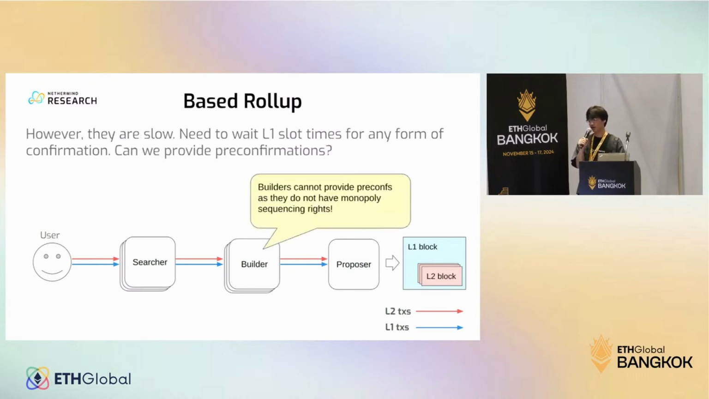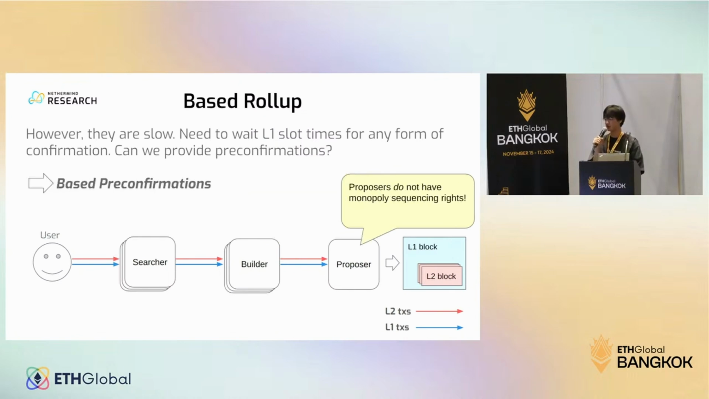One thing to notice here is, can the builder provide preconfirmations? And the answer is no. The builder cannot provide preconfirmations because they do not know whether they're going to win the auction in the end. The proposer is the one who runs the auction and chooses the winning block. So the builder is not sure. The proposer does have the monopoly sequencing right because they are the one doing the final sign-off of this L1 block. They choose what L1 block is going to be published, and they have the final say on that. So they do have the monopoly sequencing right, and they can provide preconfirmations.